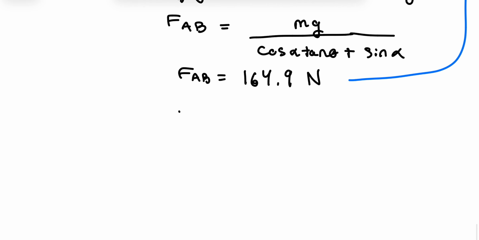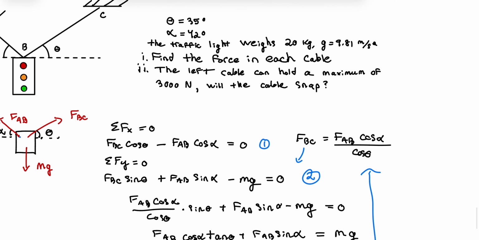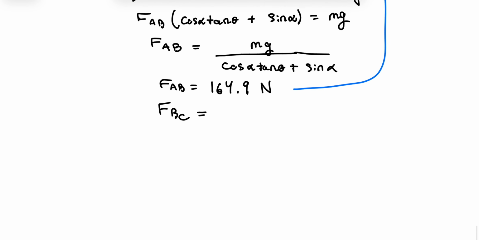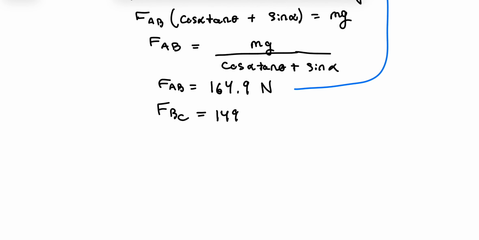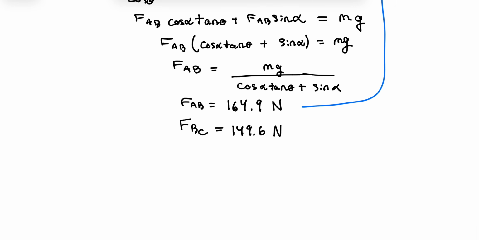So plugging in to that equation up there that we solved for at the beginning, we get that FBC is going to be FAB times cosine alpha. Alpha was 42 degrees, just one more time, and then divided by cosine theta, which is 35 degrees. So when we do that, we get that FBC is 149.6 newtons. So that is the answer to part one. We solved correctly for two forces in the cables.